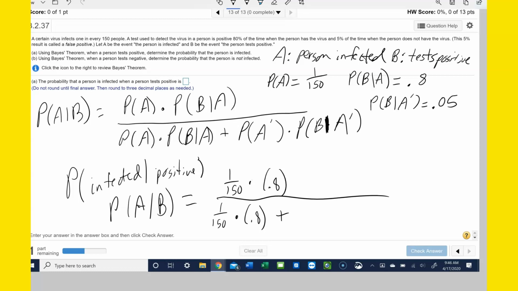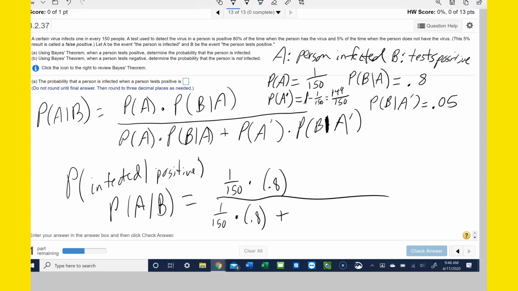Well, the probability of not A, let's go back up here, the probability of A prime or complement is the opposite of this. It's 1 minus 1 over 150, which is 149 out of 150. The probability that you are not infected is 149 out of 150.